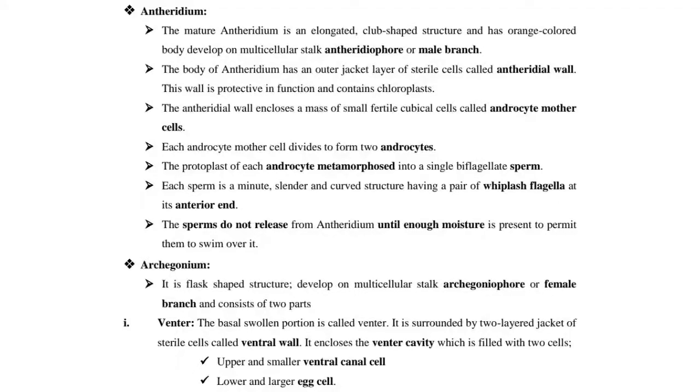This wall is protective in function and contains chloroplasts. The antheridial wall encloses a mass of small fertile cubical cells called androcyte mother cells. Each androcyte mother cell divides to form two androcytes. The protoplast of each androcyte metamorphoses into a single biflagellate sperm.